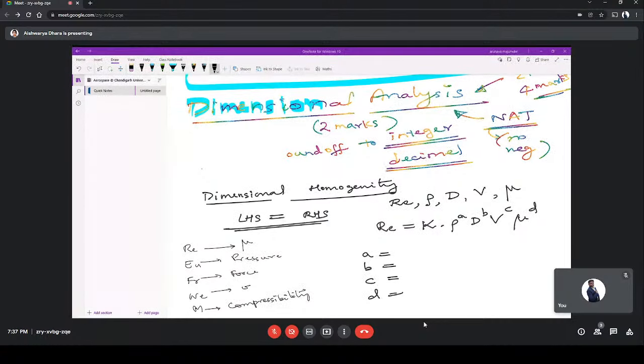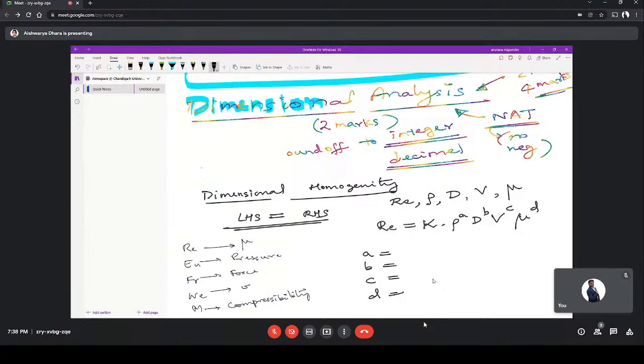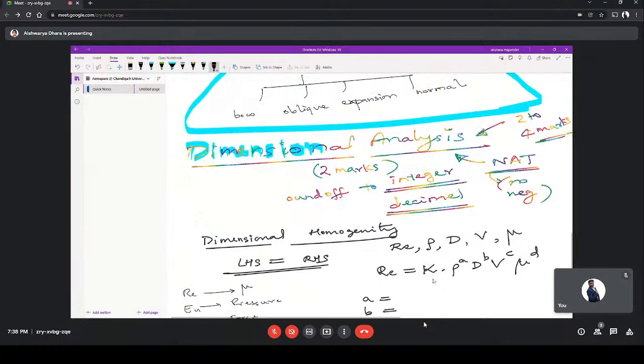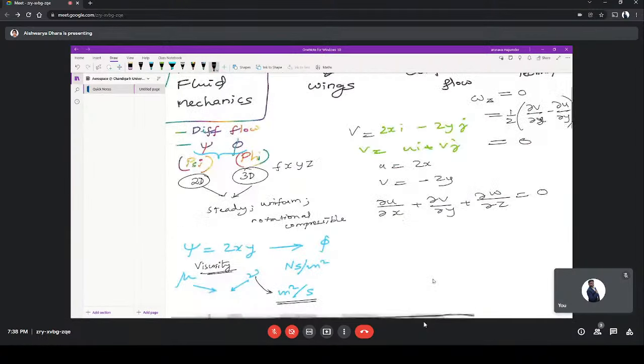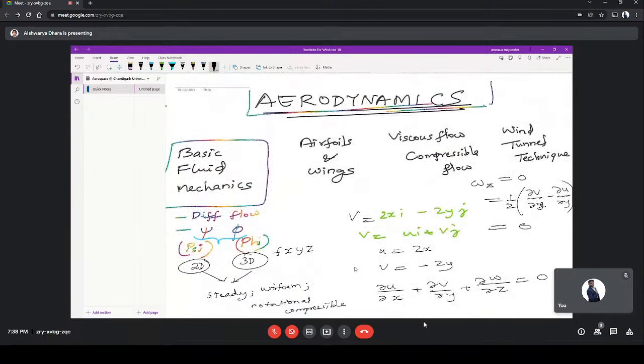So you have to deal with the relation between the model and the prototype. Model and prototype kind of questions can come, so you have to prepare. This is one of the very easy techniques, easy scoring and important. I think these are the most important things under the basic fluid mechanics.